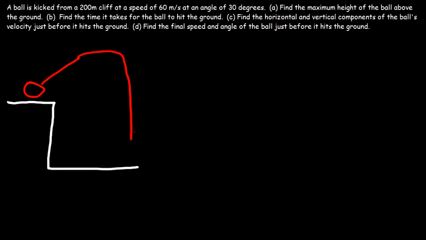Let's work on this problem. A ball is kicked from a 200-meter cliff at a speed of 60 meters per second at an angle of 30 degrees. Find the maximum height of the ball above the ground. So this time we have the third trajectory, where a ball starts from a cliff and it's kicked off at an angle. It goes up, then it goes down.